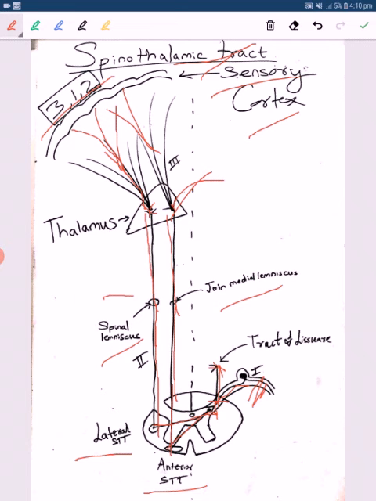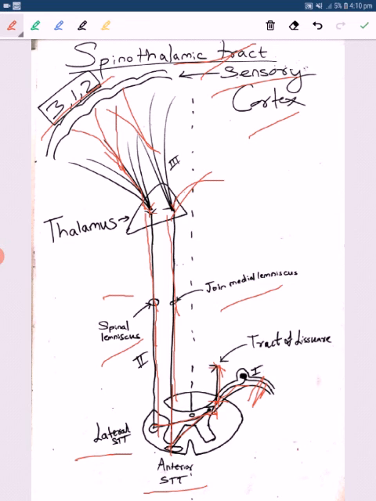For example, if you hit your toe against a desk, you might frown. Some amazing words might come out of your mouth. That is an emotional response to that particular stimulus, that is pain. So that is done by the limbic cortex. So that was the spinothalamic tract. I hope you understood it.